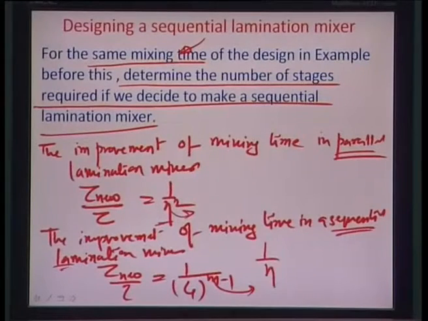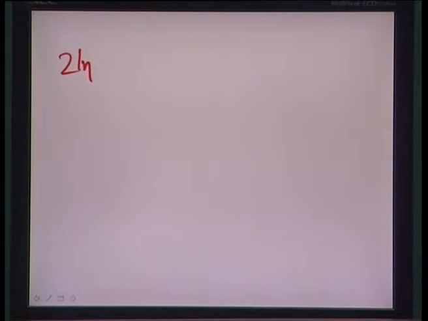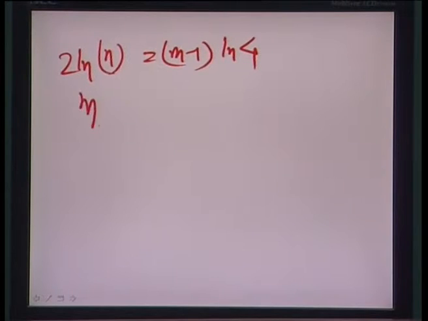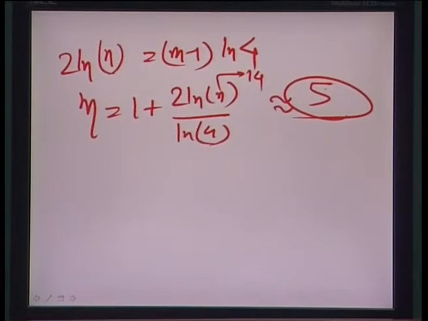So we know that for that, 1/n² has to be equated to 1/4^(m-1), and if we take natural log on both sides, we have twice ln of n equals (m-1) ln 4, or m comes out to be 1 + 2 ln n by ln 4. You know n is 14, which we calculated in the last example, and therefore the m value comes out to be equal to 5. So there are only about 5 stages in a sequential lamination mixer, which corresponds to 14 laminates in the parallel lamination mixer.